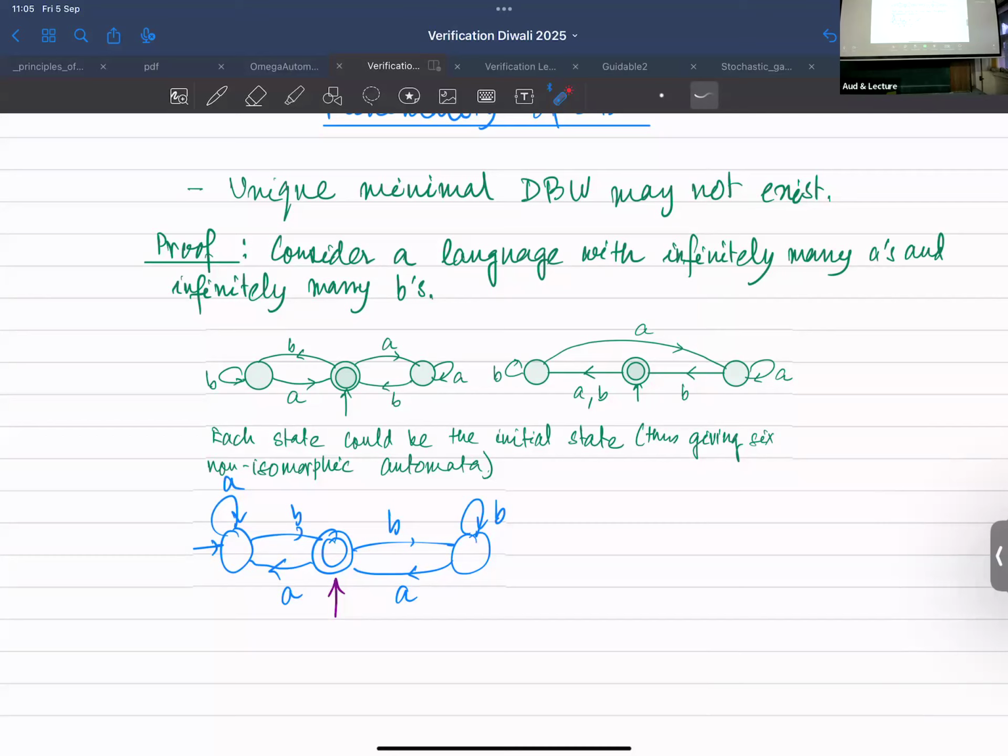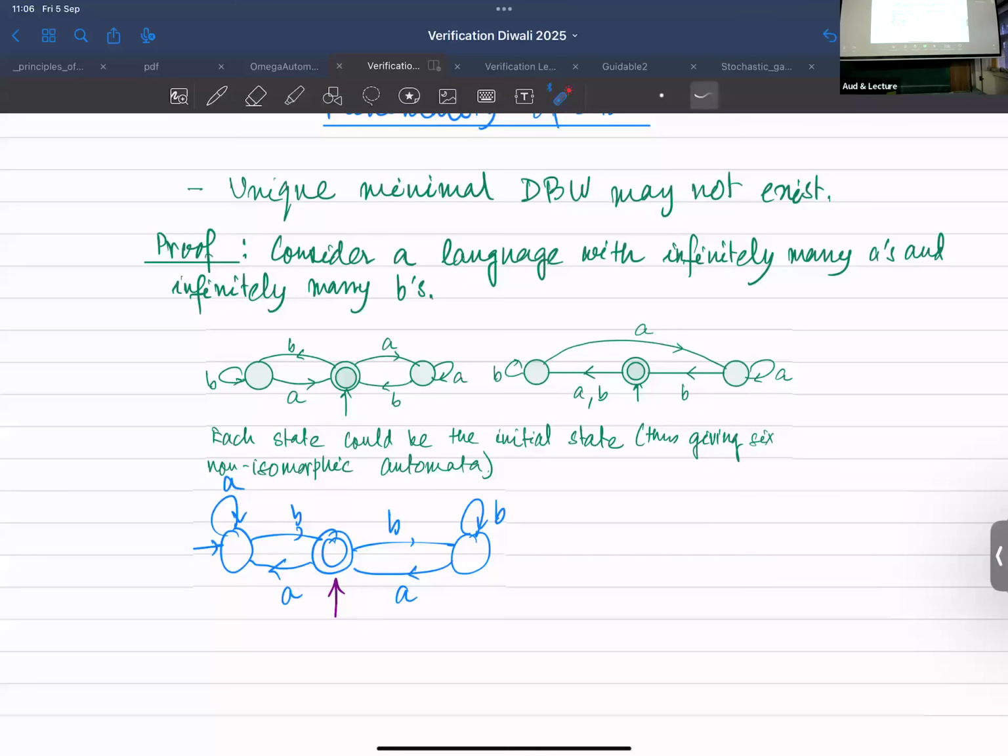Okay, good. So that's that. And you can also have the initial state change. So you get many such DBWs, and this doesn't give you a unique minimum DBW really. Right? So this is this thing.